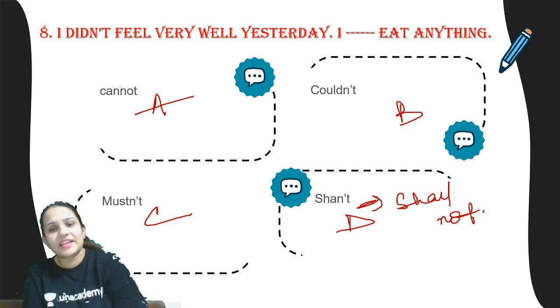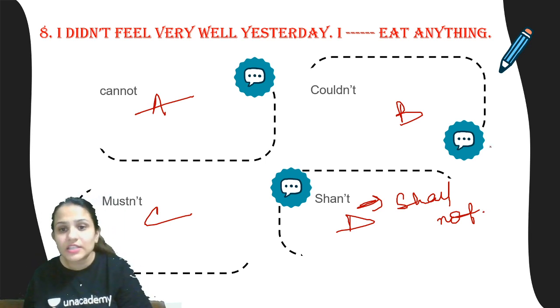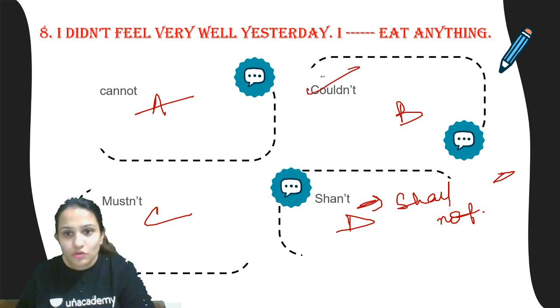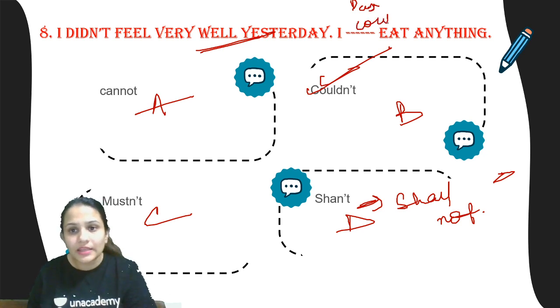I didn't feel very well yesterday. I couldn't eat anything. I couldn't, because this is past. This has to be past. So I couldn't eat anything.